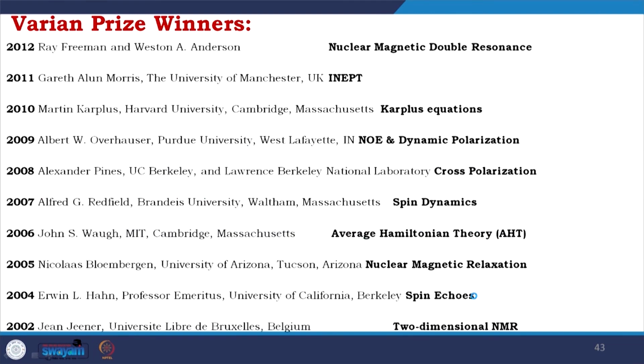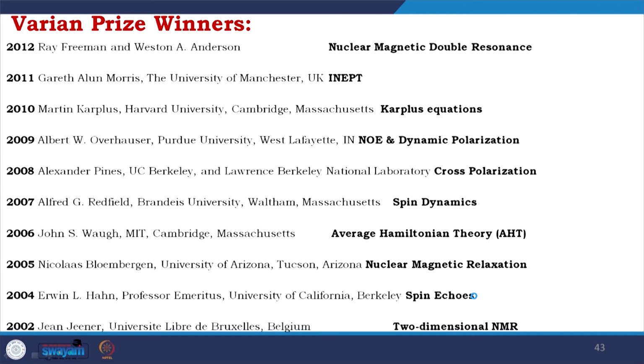So, this is the list of Varian Prize winners. In 2002, Jean Jeener for two-dimensional NMR. In 2004, Erwin L. Hahn, professor from University of California Berkeley, for spin echoes. In 2005, Nicolaas Bloembergen, University of Arizona, for nuclear magnetic relaxation. In 2006, John Waugh from MIT for average Hamiltonian theory or AHT.